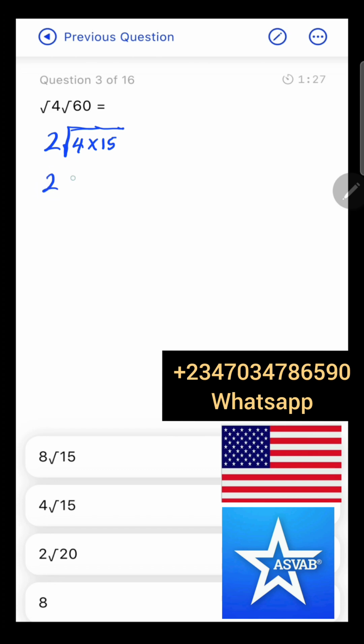Here is going to be 2, then multiplied by, we are going to take the square root of each of these numbers separately. Square root of 4 is also going to be 2, then square root of 15. 15 is not a perfect square, so we can leave it as square root of 15. Then 2 multiplied by 2 is going to be 4 root 15. So the correct answer is going to be option B.